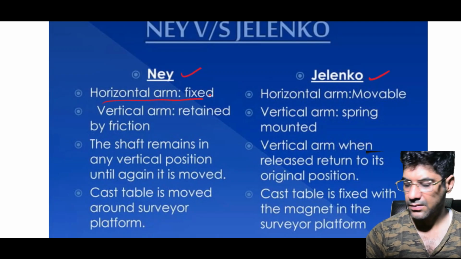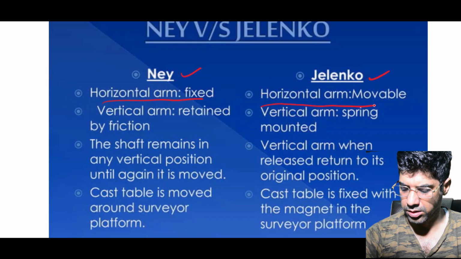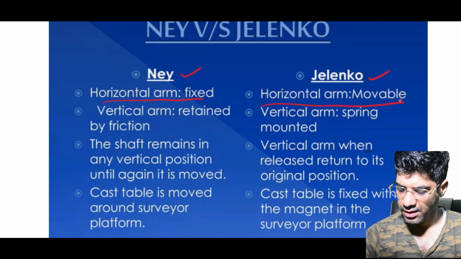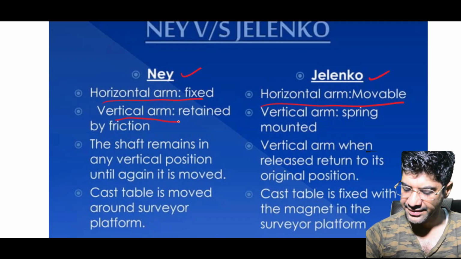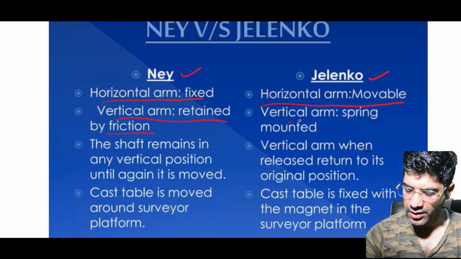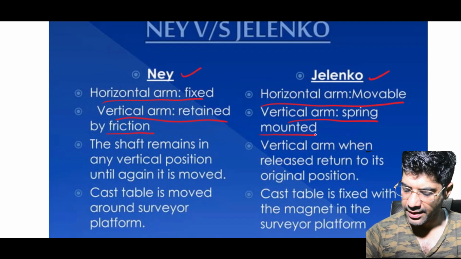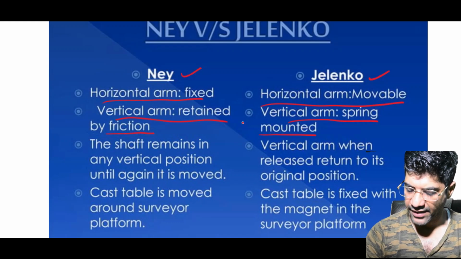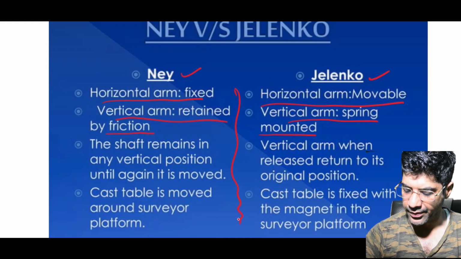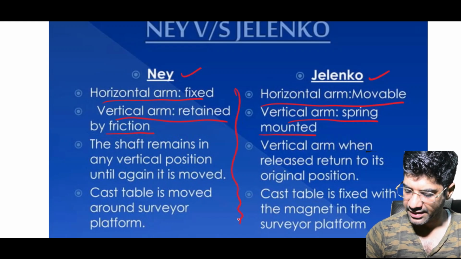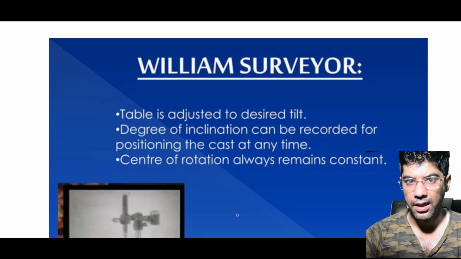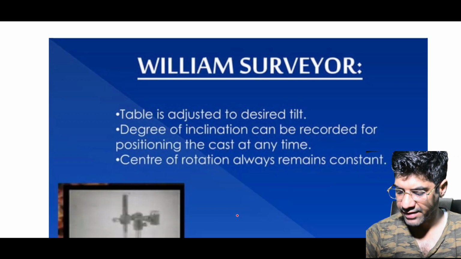So this is the difference between Ney and Jelenko. In the Ney, the horizontal arm is fixed, but in the Jelenko the horizontal arm is movable. Here the vertical arm is retained by friction, whereas in the other the vertical arm is spring mounted. So these are the various differences between the Ney and Jelenko surveyors. Another is the Williams surveyor.